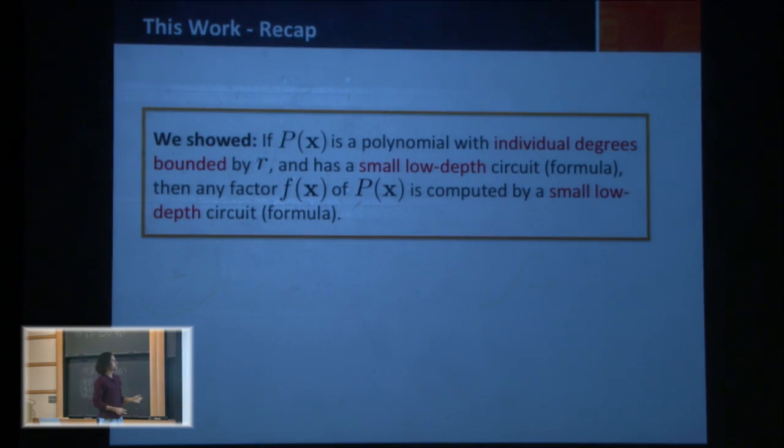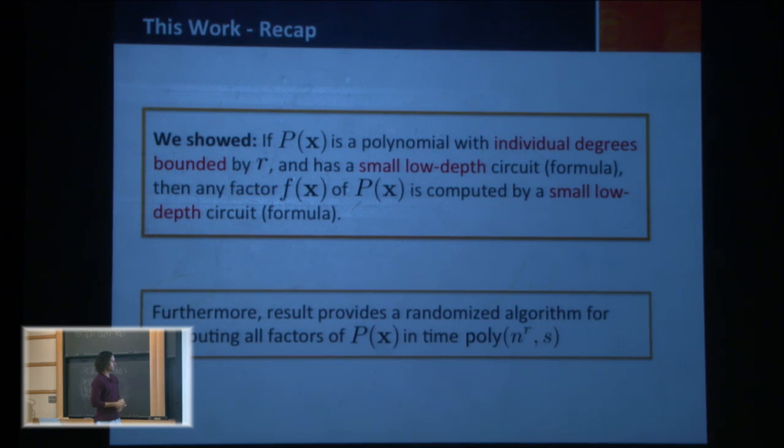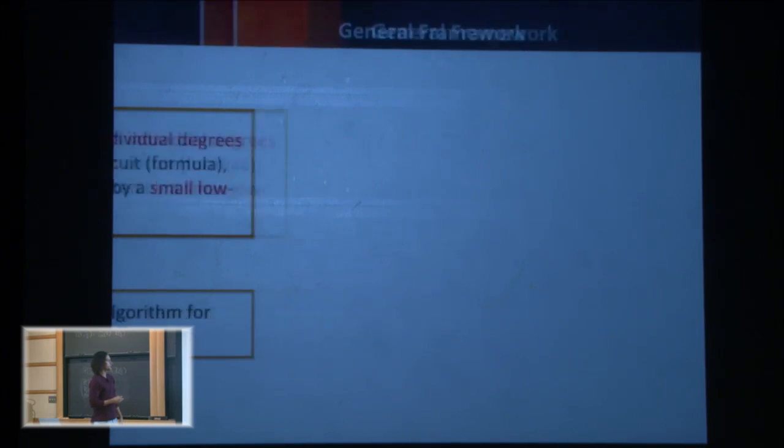So now, let's just recap what we have done. We showed here that if P is a polynomial with individual degrees bounded by r and has a small low depth circuit or formula, then any factor of P is also computed by a small low depth circuit or formula, small polynomial. I'm remaining in the polynomial regime. Furthermore, we have a randomized algorithm that runs in time linear in the size of the output.